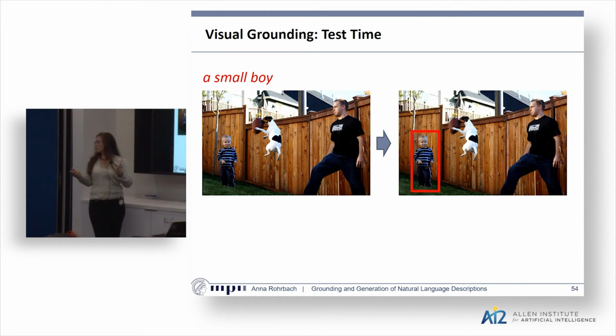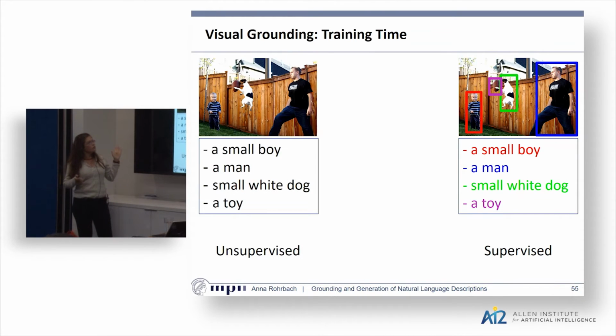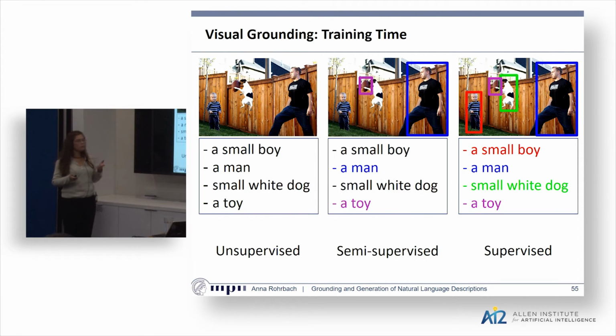So at test time, we are really given just a phrase and an image, and our goal is to predict this bounding box. However, at training time, we might have different supervision available. In the most complete case, we are given images with all the phrases provided with localization for them. This would be the most supervised setting, and quite expensive though. On the other hand, we could have an image with the phrases provided without any localization information. This is considered the unsupervised setting. And then we can have a semi-supervised scenario in between, where for some part of the data we are given localization, and for the rest we are not given it.